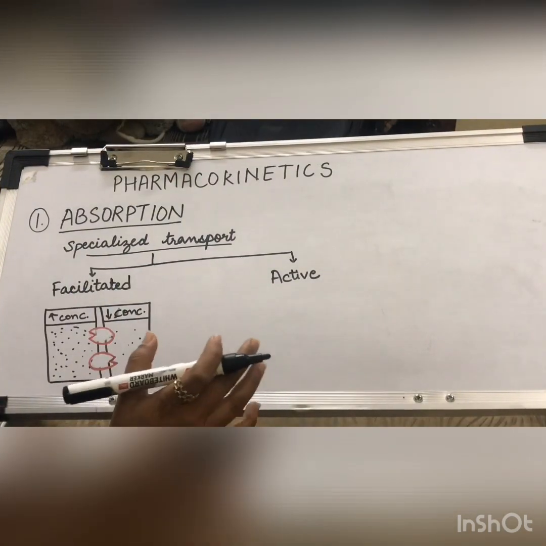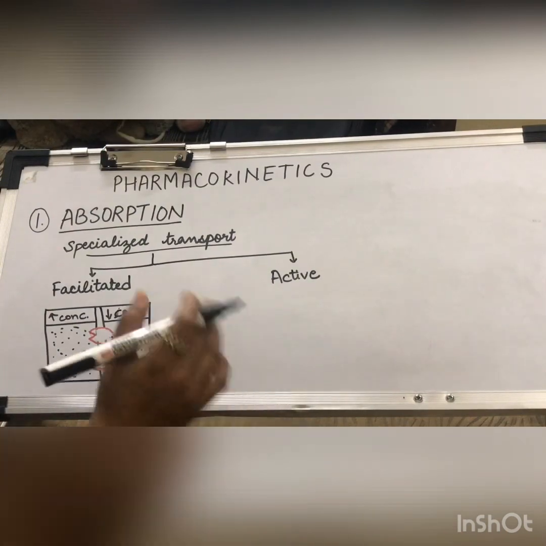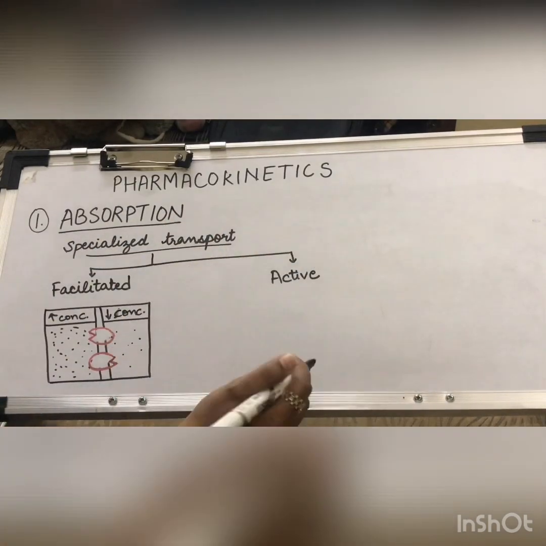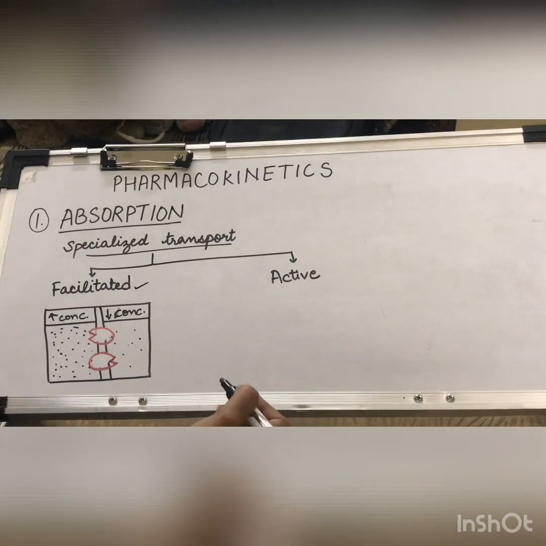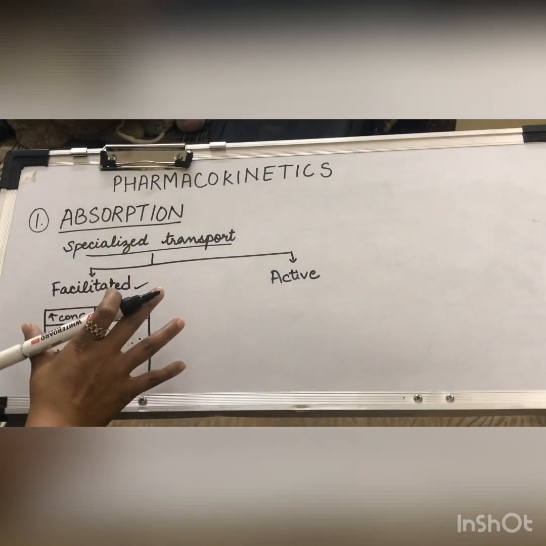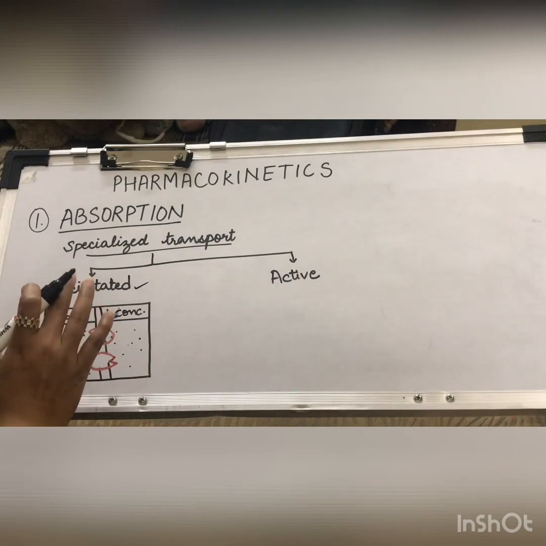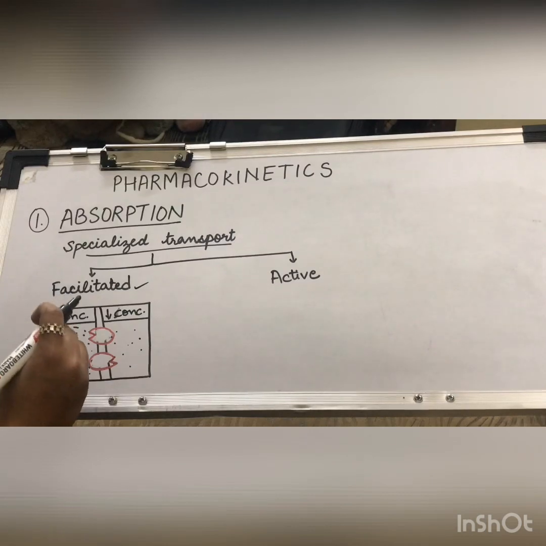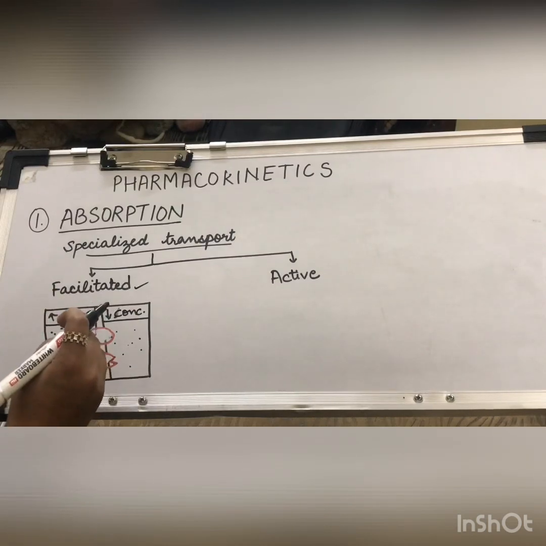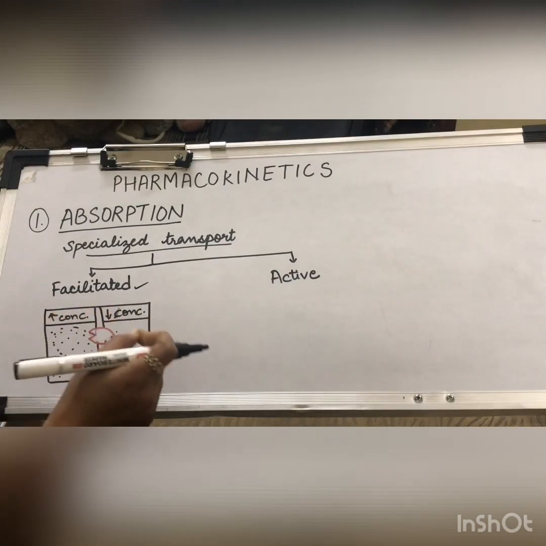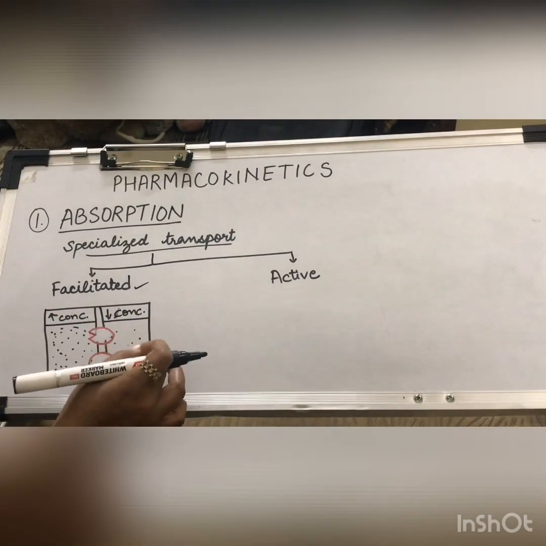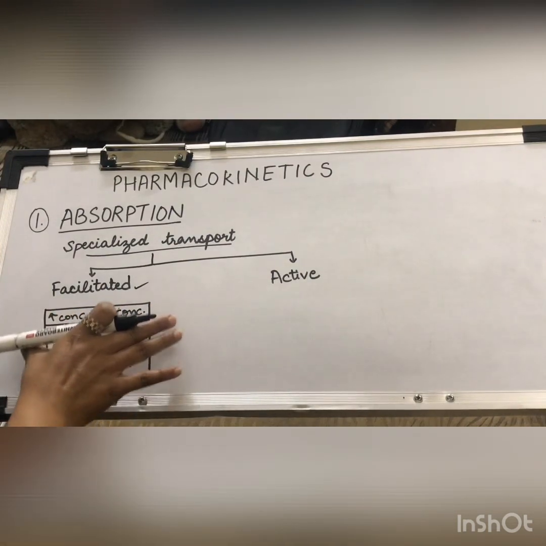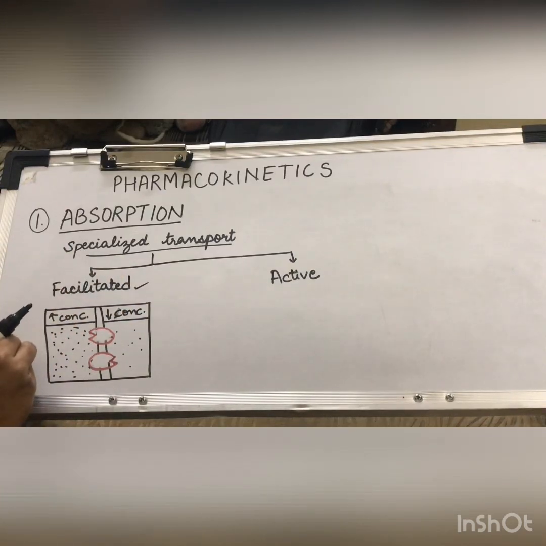As we discussed, there are two major types of carrier mediated specialized transport. Those are the facilitated diffusion and active transport. First, coming to the facilitated diffusion. In facilitated diffusion, just as passive diffusion, the substrate or the drug molecules will be passively carried, that is, without the use of energy. They are carried from higher concentration towards lower concentration, that is, in the direction of electrochemical gradient. But what is the difference between facilitated and passive diffusion?